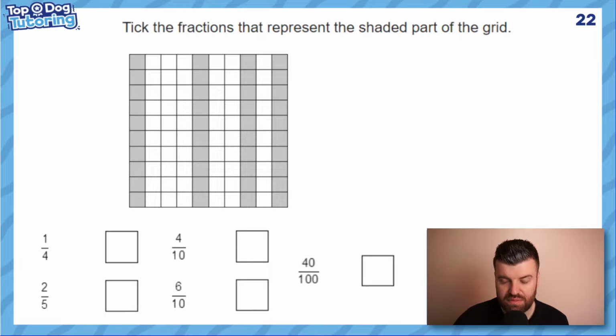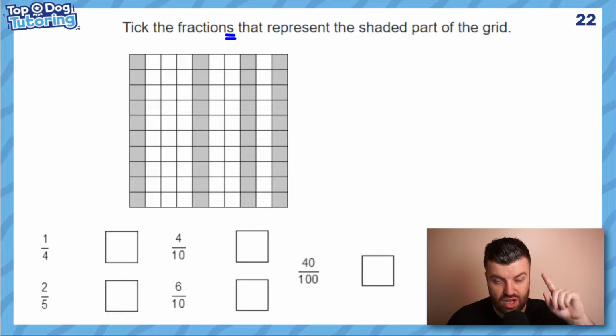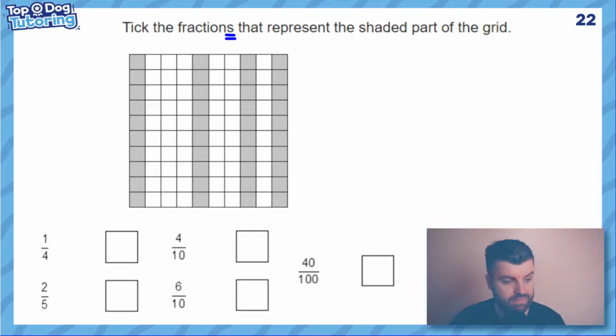Tick the fractions that represent the shaded grid. Notice this, there's an S on the end. I know this isn't a reading paper, but you need to understand that this means there's going to be more than one. How many? We don't know, so check them all. Tick the fractions that are represented by the grid.